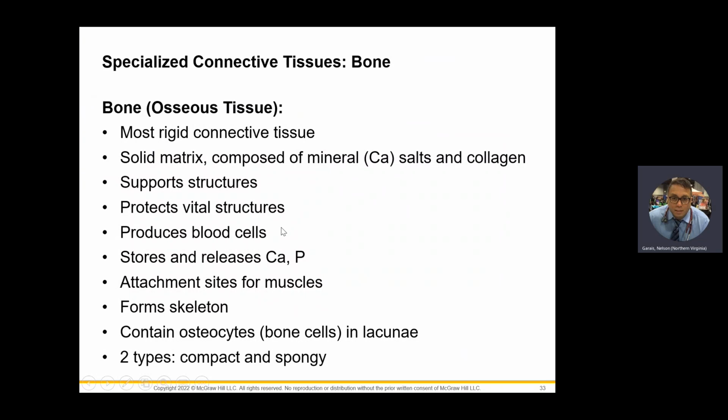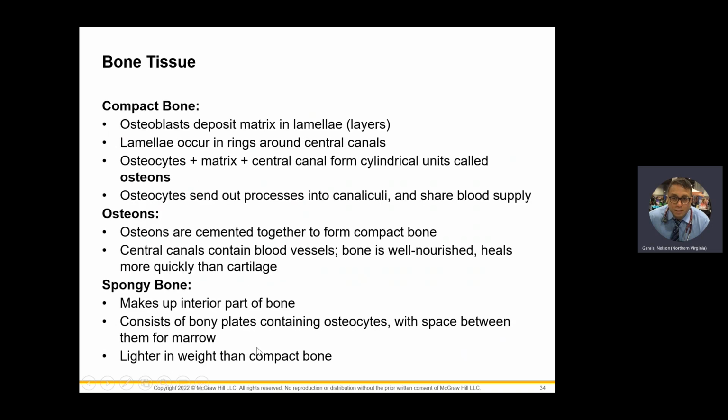Bone, of course, has lots of calcium salts and lots of collagen, because it has to be very, very strong. On the outside, it's compact, but on the inside, it's kind of spongy and open. It's spongy and open because the spongy bone has marrow in it. You have yellow marrow and red marrow. We're going to talk more about that in future lectures regarding bone. But the yellow marrow has fat in it, and the red marrow has blood in it.